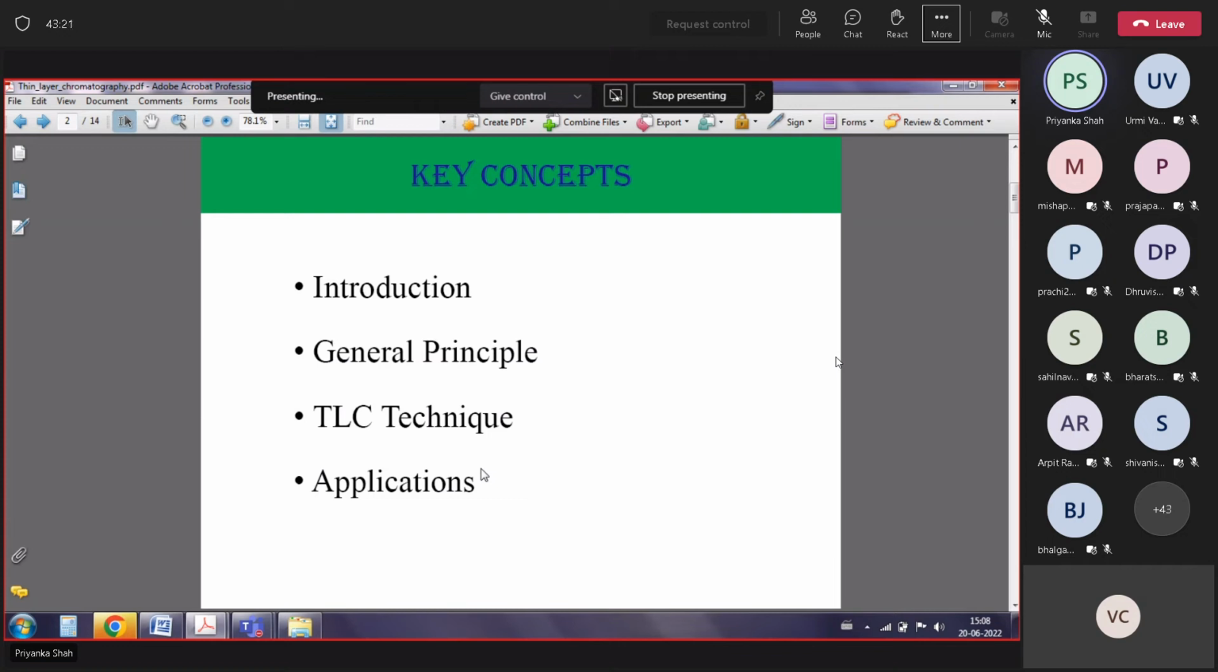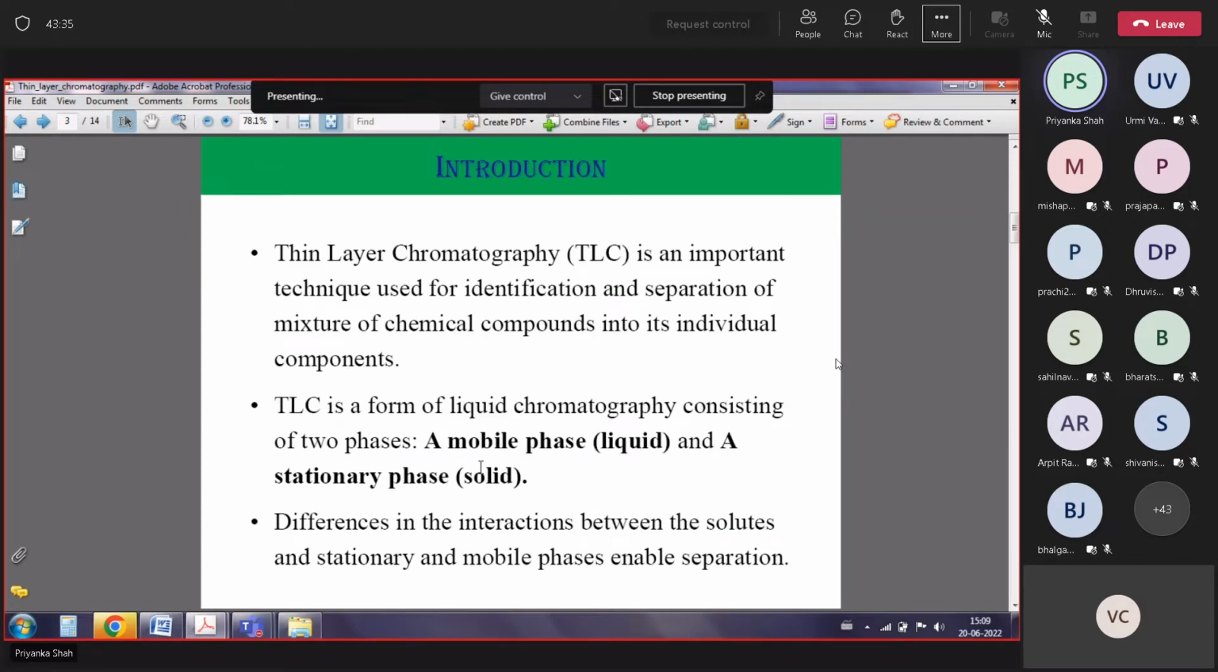In your theory syllabus, various chromatography techniques. So very fast we'll see its introduction, followed by its general principle and technique, and finally its application. As you know, this is one of the important techniques for the identification and separation of mixtures of chemical compounds into its individual components.